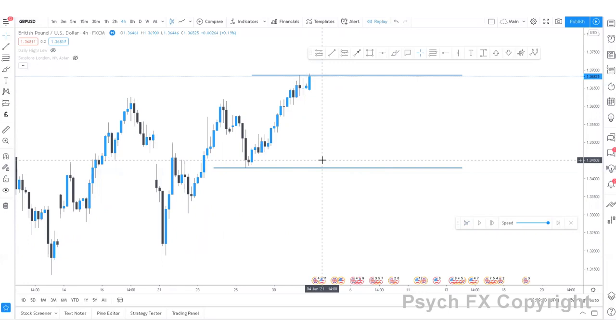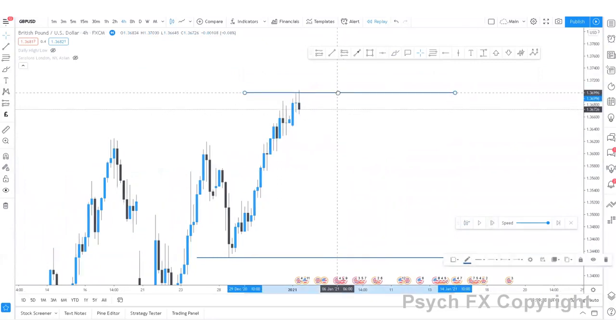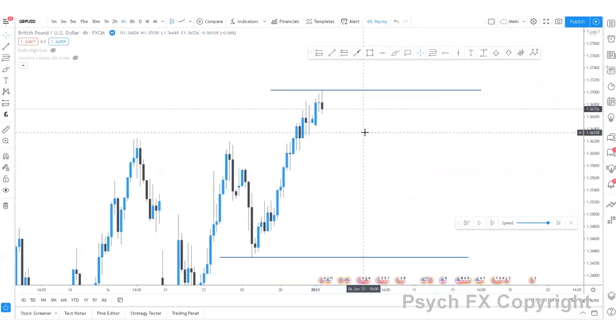Because if you know the daily range, and then you cut down to the 4 hour and look at the 4 hour range, for example, here, let's wait and see, in case we can adjust this daily range here. So where's the 4 hour range here?